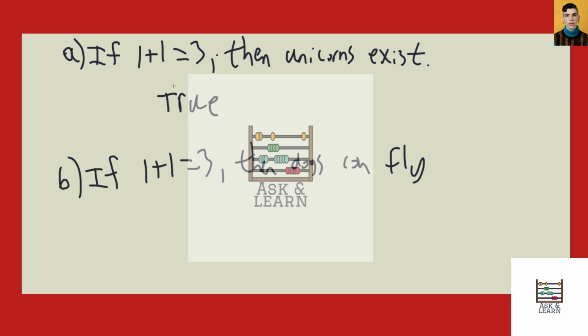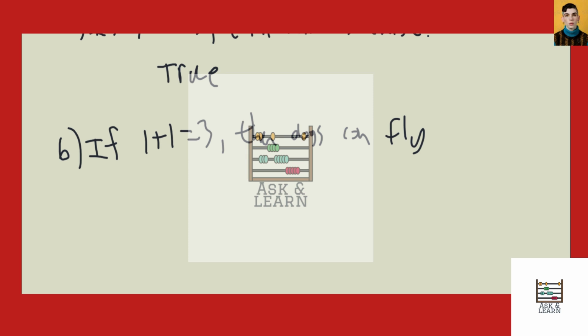Make sense? The second one here, B, it says, well, if 1 plus 1 is equal to 3, then dogs can fly. Well, okay, you might say dogs can't fly. We don't really care about the second part of the statement again here, because the first part is if 1 plus 1 is equal to 3. Well, 1 plus 1 does not equal 3, right? So therefore, this again is true.